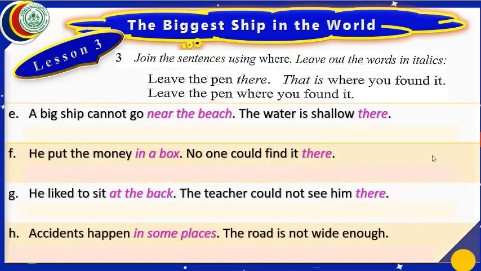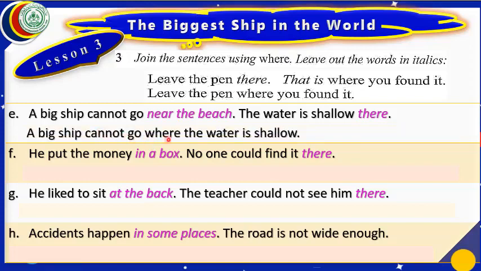Yes, students, this is the next part of this exercise. What is given here? A big ship cannot go. We shall apply the same rule which we have applied on previous parts of this exercise. We shall write the word where in the middle, and we shall leave the words written in italics. In this way, this answer will become, a big ship cannot go where the water is shallow.